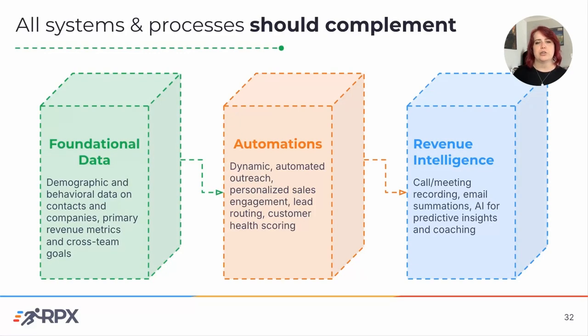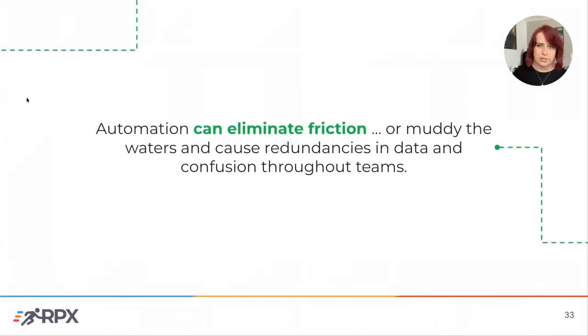Your goal should be to ensure that every tool in the stack serves a purpose and is integrated, working to solve a business problem and not just creating a data silo or additional noise. Here's a critical caution for you. Automation is only as good as the processes it enforces. Automation can eliminate friction, or it can muddy the waters and cause redundancies in data. Automation can be your biggest accelerator, but if you automate a bad process, then you simply accelerate the waste. I've seen this before. Companies rush to automate lead routing without first defining their territories or qualification criteria, for example.